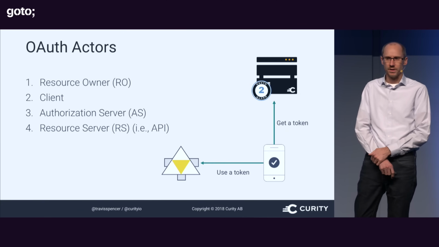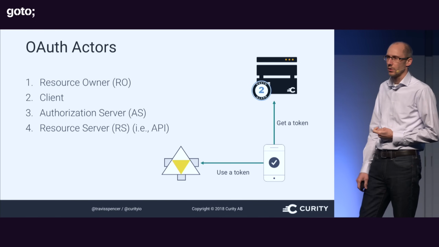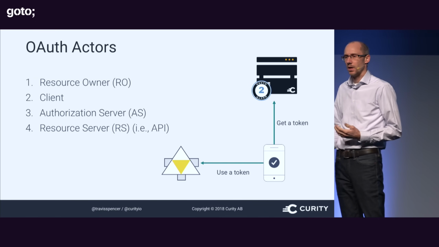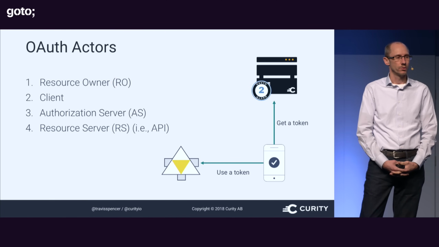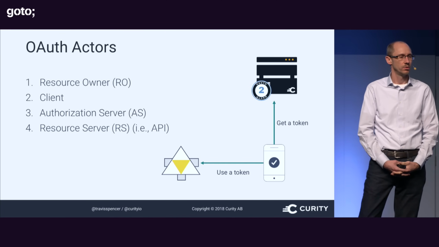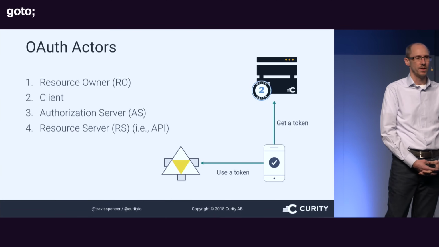In OAuth, there are various actors. You can see them here. So we have a resource owner. A resource owner is like a user. The standard doesn't talk about a user per se because the resource owner could also be an organization. It could be some other sort of entity, but typically it is an end user.